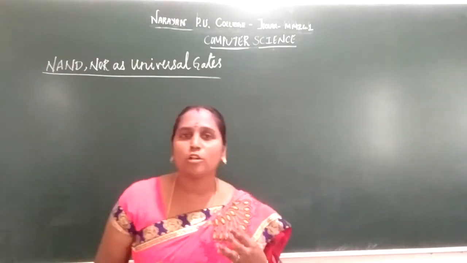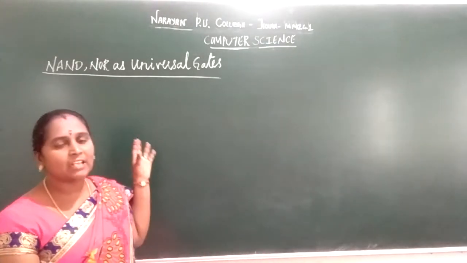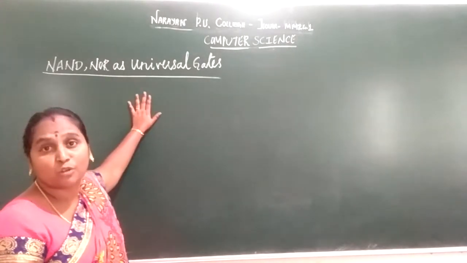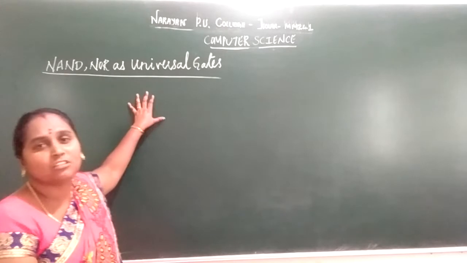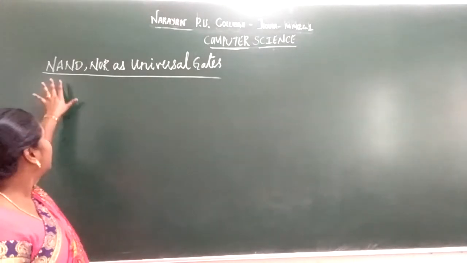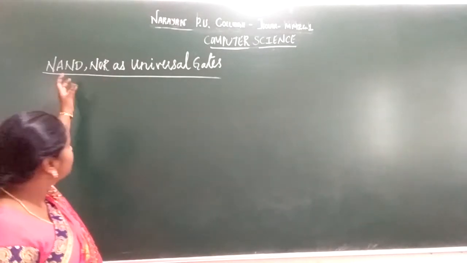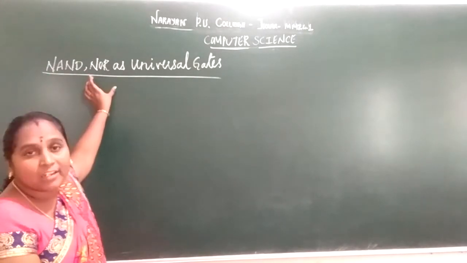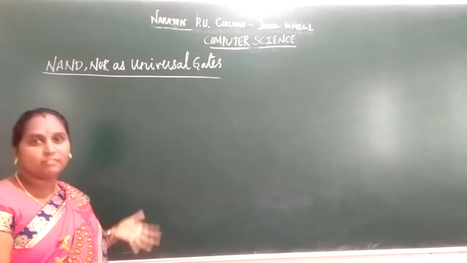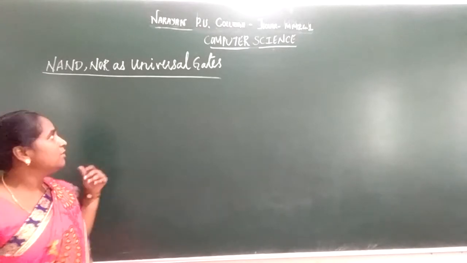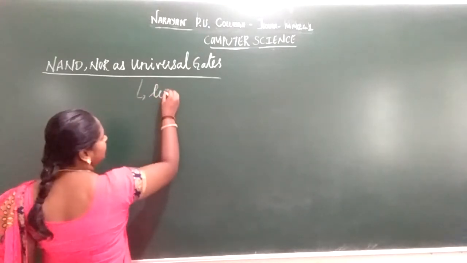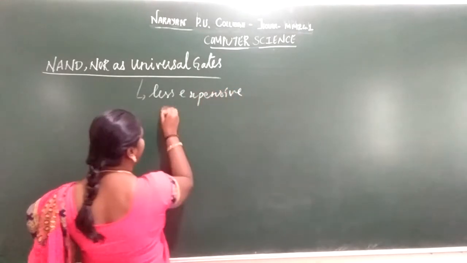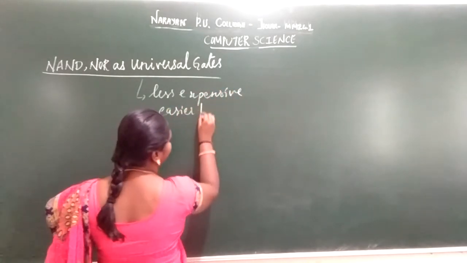A very important part of your examination: they will ask for a 1 mark, 2 mark or even 5 mark question to draw a circuit under universal gates. What is a universal gate? Here NAND and NOR are called universal gates. Why the name universal gate? See, this universal gate is very less expensive and easier to design.